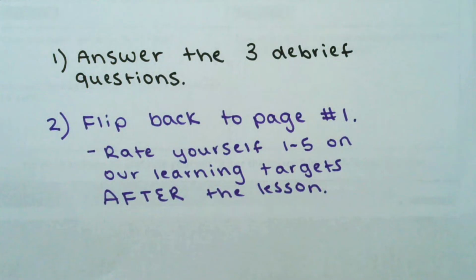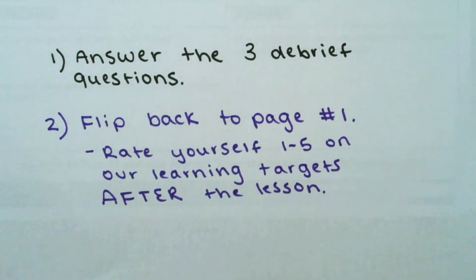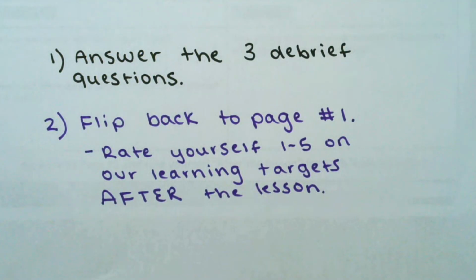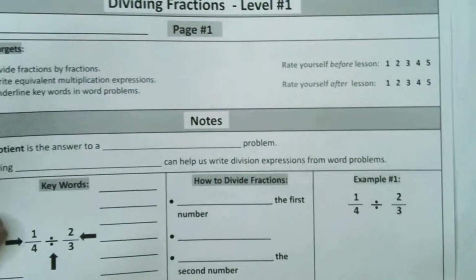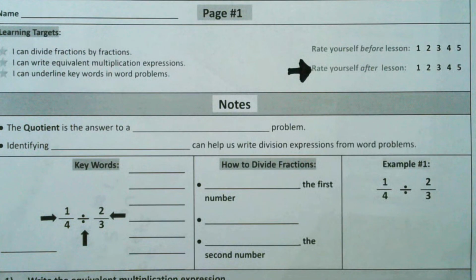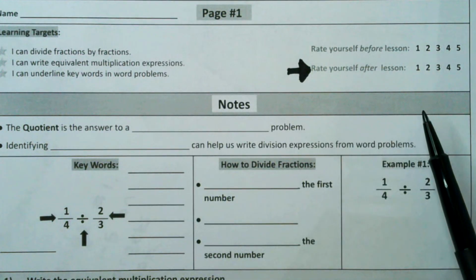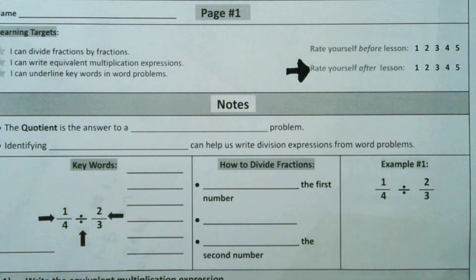Once you're finished with that, you're going to flip back to page 1. At the beginning of the lesson, we rated ourselves 1 through 5, how we felt about our learning targets. Now you're going to rate yourself after the lesson. So reread our learning targets and rate yourself 1, the least amount of confidence, 5, the most amount of confidence.